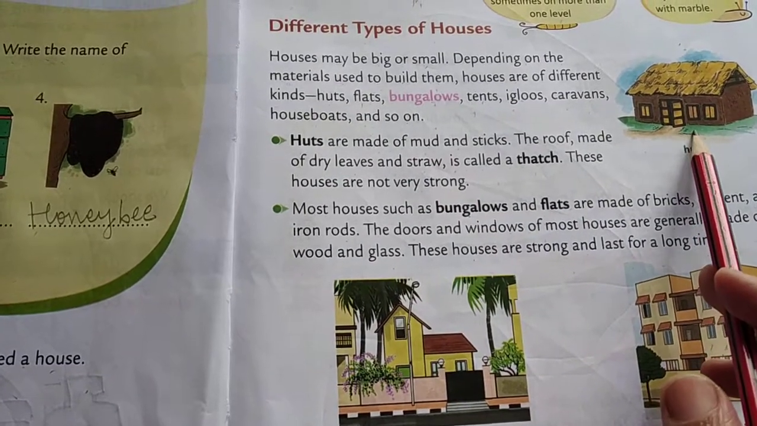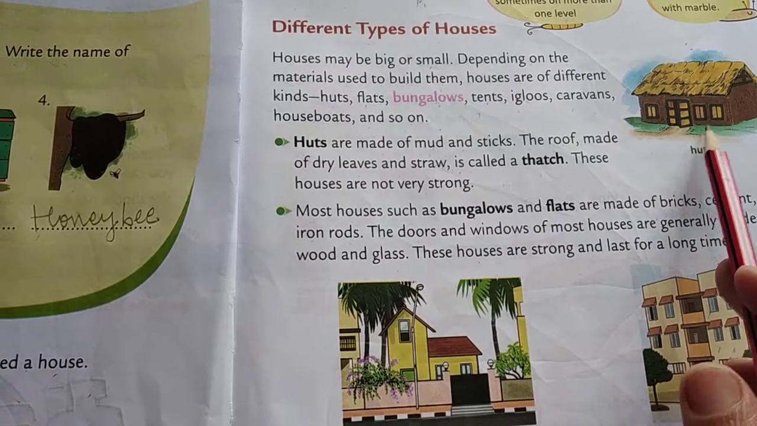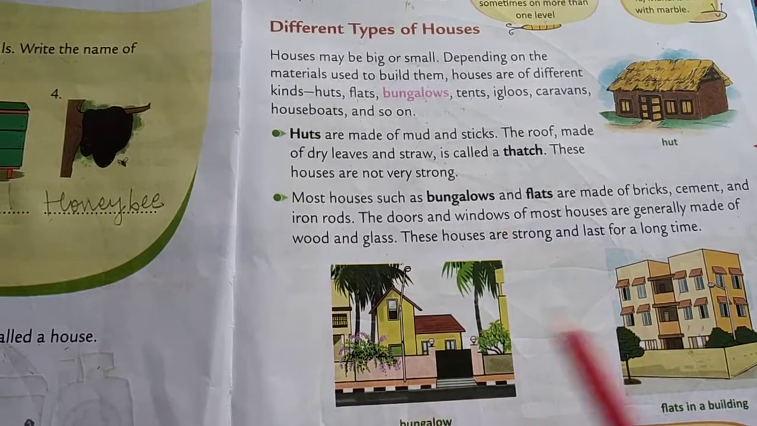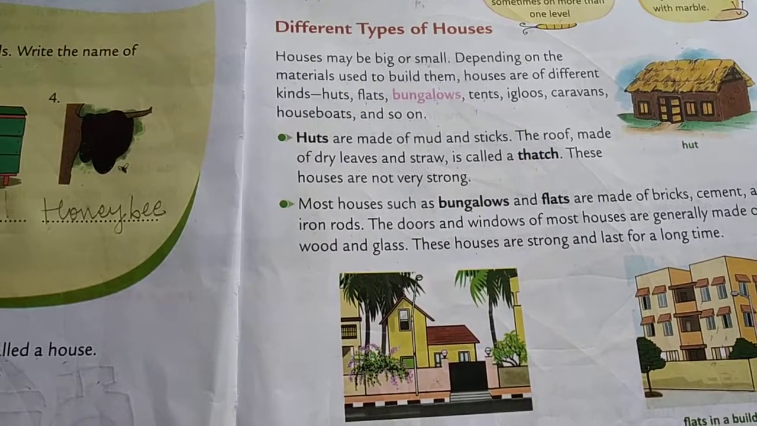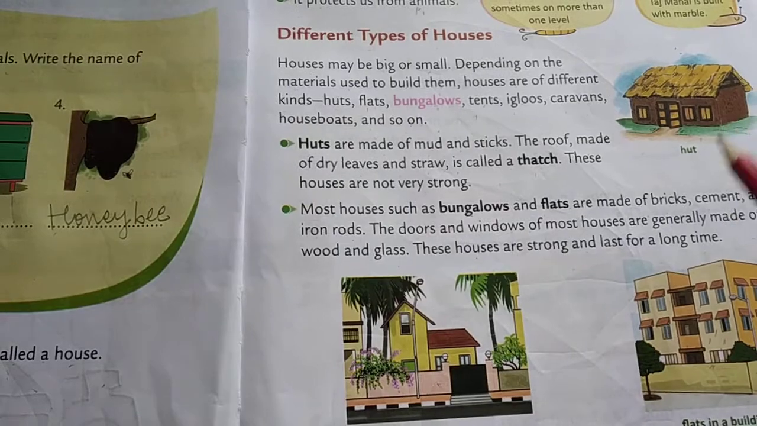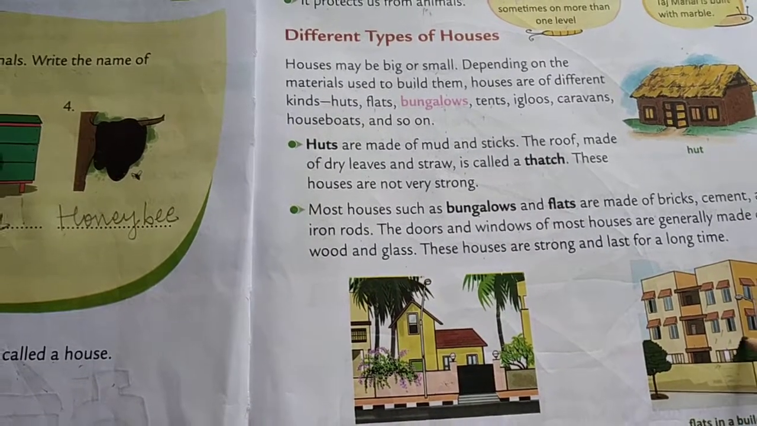So the huts are not as strong. Huts are not very strong, but bungalows and flats are very strong because the material that is used for these is very strong.